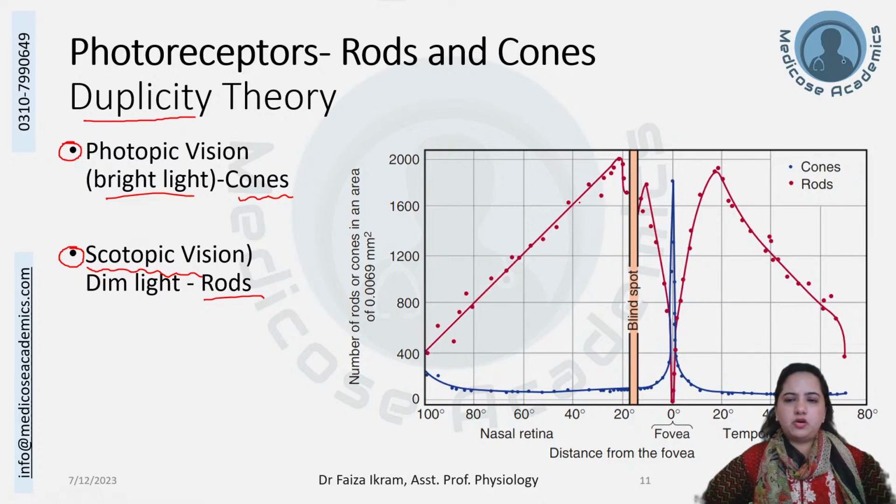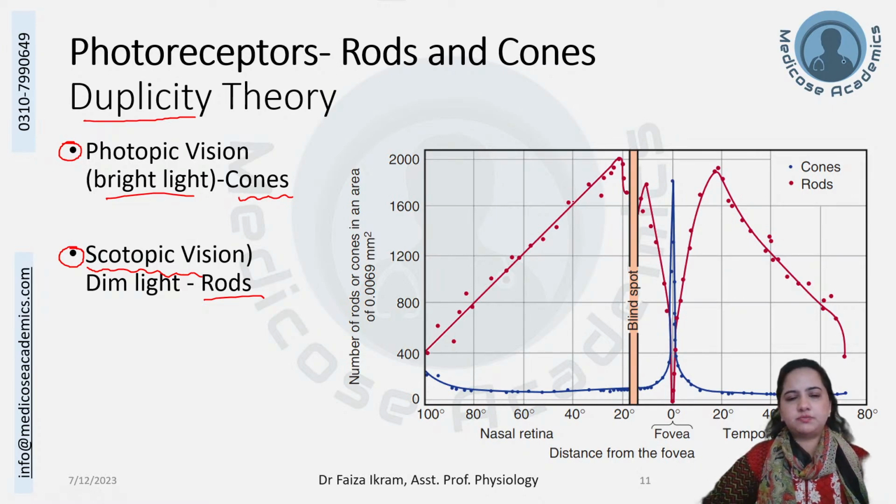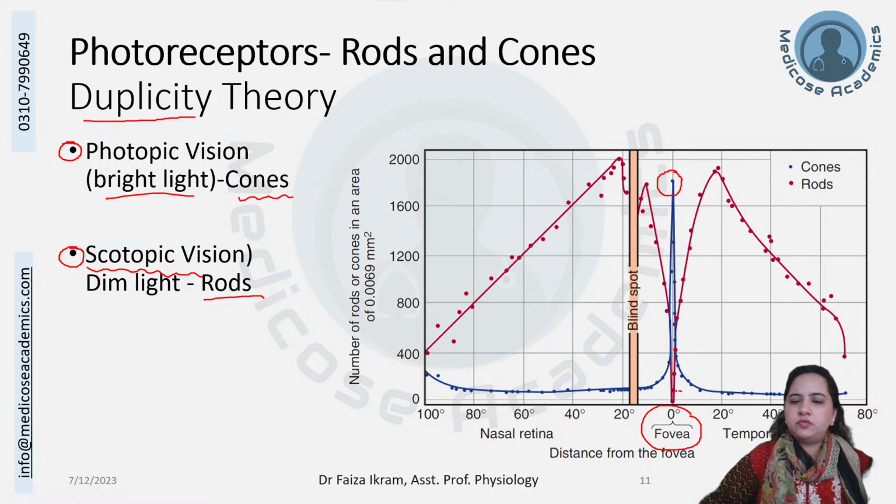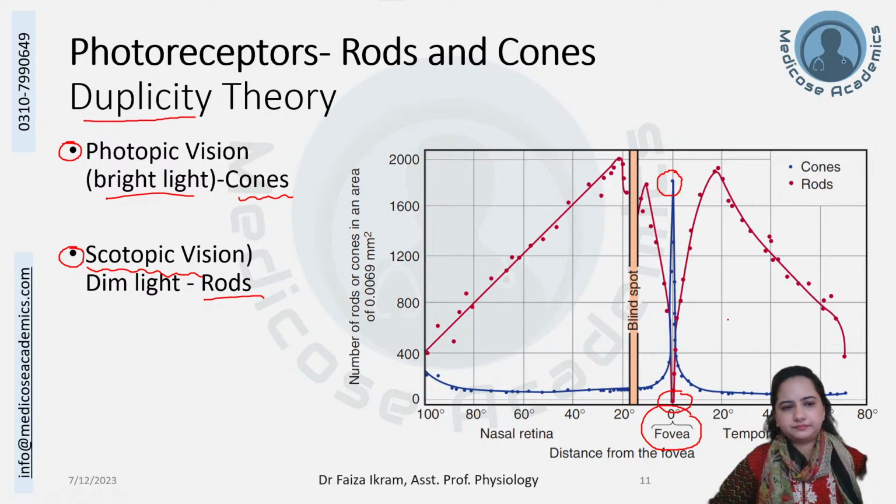In this diagram from Guyton, it is showing the percentage distribution of cones and rods in the retina. Here you can see this is the fovea centralis, the center of the retina. Here this blue line is showing the abundance of cones and the red one is showing the abundance of rods. At the fovea centralis, cones are most abundant and their abundance decreases as we go towards the periphery on either side of the retina. Whereas rods are equal to 0 at the fovea centralis and their abundance increases on either side of the retina.